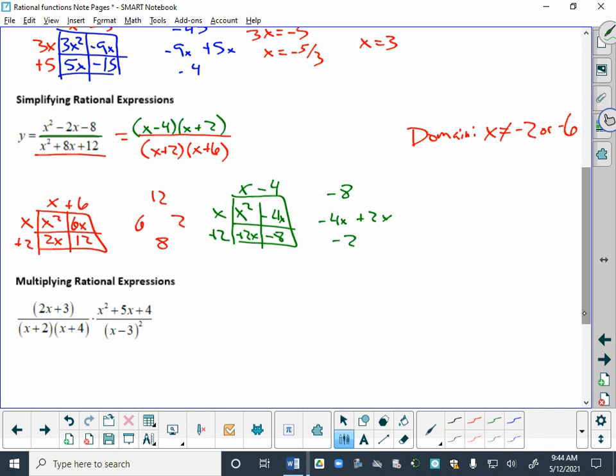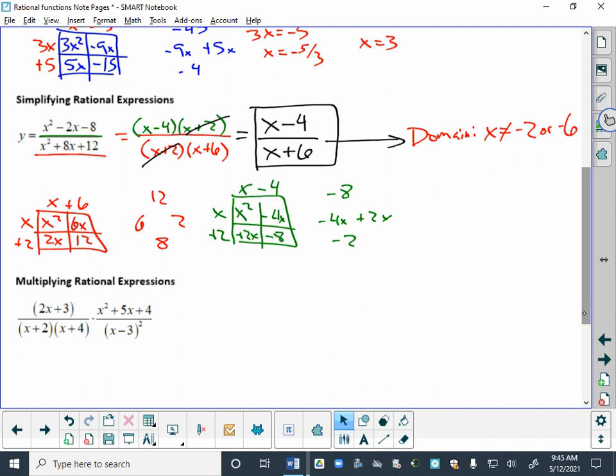And we see that there is a common factor of x plus 2 in the numerator and the denominator, so this simplifies to x minus 4 over x plus 6. And we still need to continue to make note of the domain. In the simplified version here, the -2 would not cause a problem, the -6 still would, but because the original problem had a problem with -2, we have to continue to include in the domain that -2 as an input will have no output.